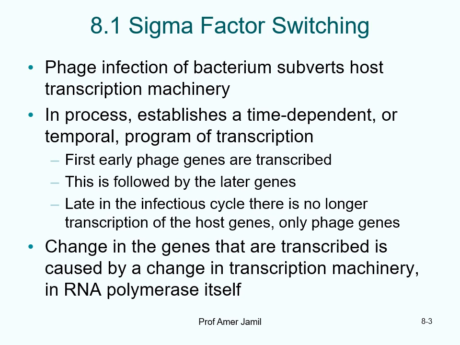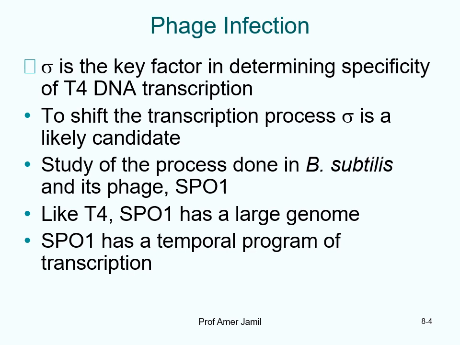In the process, it establishes a time-dependent or temporal program of transcription. So there are early phase genes that are transcribed, then some later genes, and then further late genes in the infectious cycle, when there is no longer transcription of the host genes. Only the phage genes are transcribed in the late period of phage infection. So these changes in the genes that are transcribed are caused by a change in the transcription machinery, in the RNA polymerase itself. Sigma is the key factor in determining specificity of T4 DNA transcription.